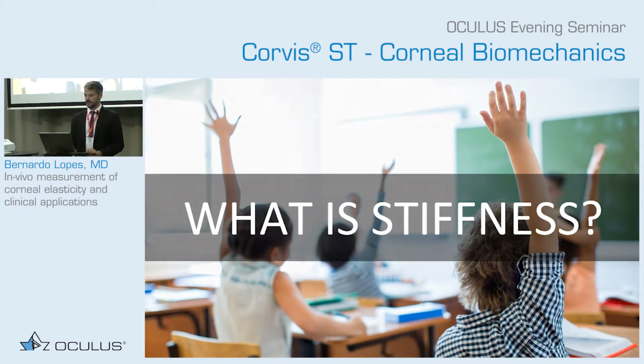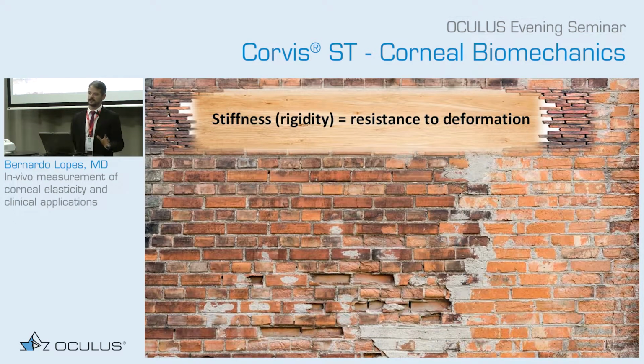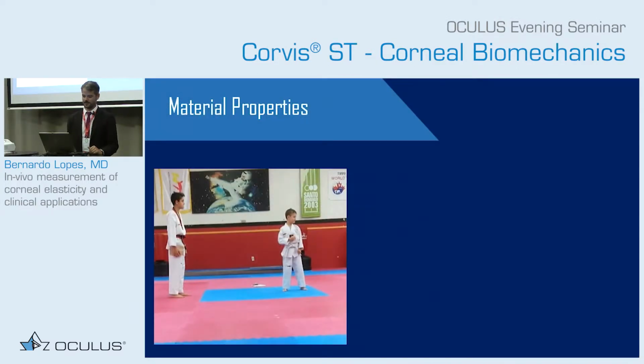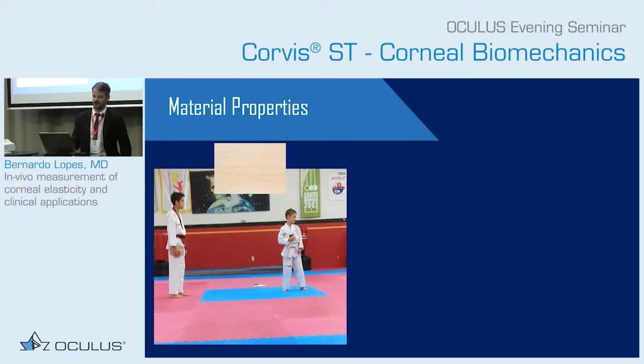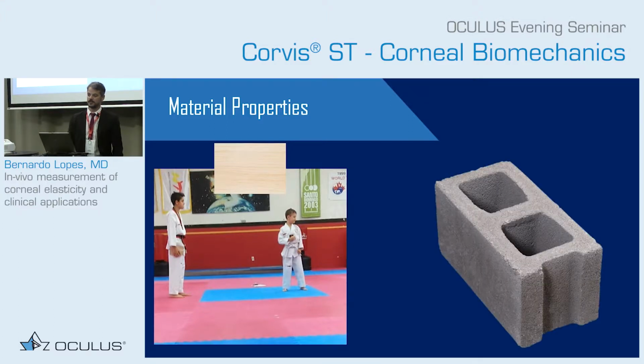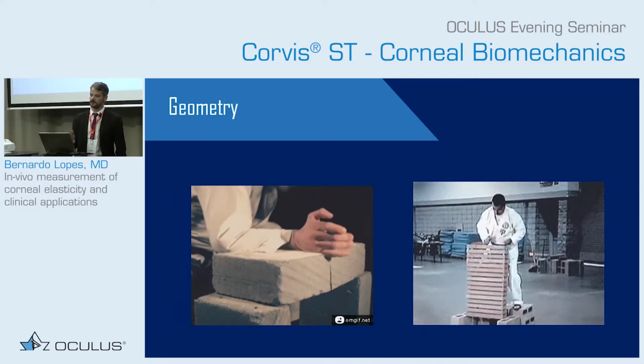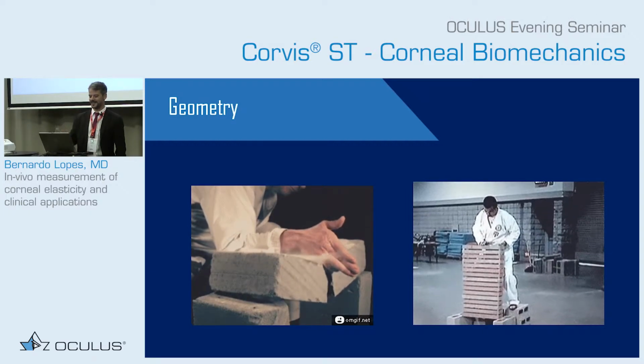To explain really simply, stiffness is resistance to deformation. It's related to two things: the material properties of the cornea and also the geometry. This was a video of this tough guy, a white belt taekwondo 7-year-old boy. It's my nephew. He could easily break a balsa wood board. But I'm sure that however tough he is, the stronger his kick, he wouldn't be able to break a concrete block, because one is stiffer than the other. The materials are different, so they resist deformation differently. And if you have the same material, a thinner block of concrete will resist less than a thicker one.